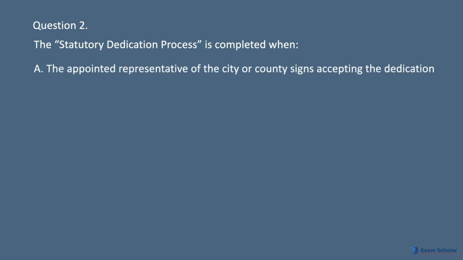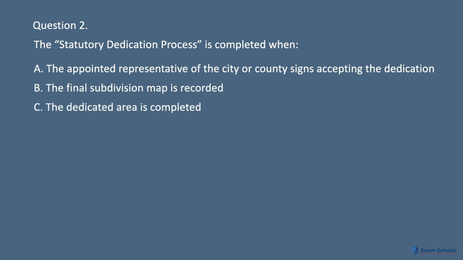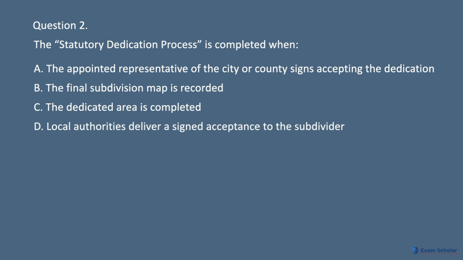Question 2. The statutory dedication process is completed when A. The appointed representative of the city or county signs accepting the dedication. B. The final subdivision map is recorded. C. The dedicated area is completed. D. Local authorities deliver a signed acceptance to the subdivider. Answer. B. Upon the final subdivision map being recorded. If the subdivider has dedicated an area through a dedication certificate and the dedication has been accepted by the properly authorized official, then the recording of the approved map would be the final step in the statutory dedication process.